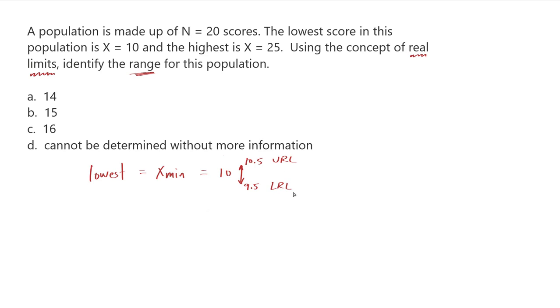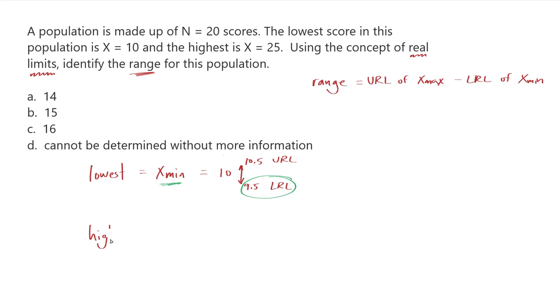The reason that I'm doing this is because the formula for the range that takes into consideration the real limits of a number is the upper real limit of my maximum x minus the lower real limit of the minimum x. So we have one of these now. We've got the lower real limit of the minimum x. Now we have to get the upper real limit of the maximum x.